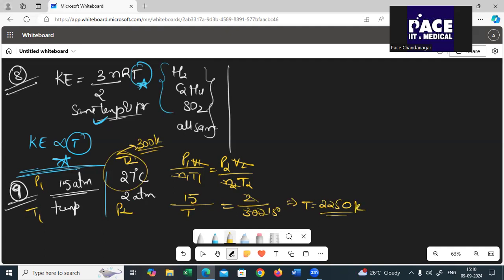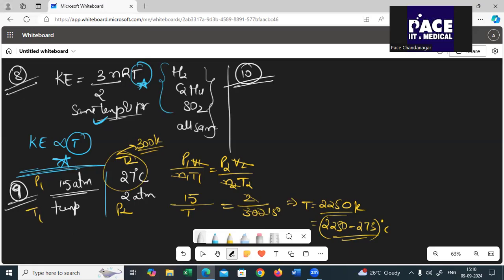Your answer here is in Celsius scale. What you would do is 2250 minus 273. That would be your degree Celsius. I'm not calculating that, you would do it. So one case is given to you, the other case has been asked to you. You would just blindly go with P1 V1 by N1 T1 equals P2 V2 by N2 T2.